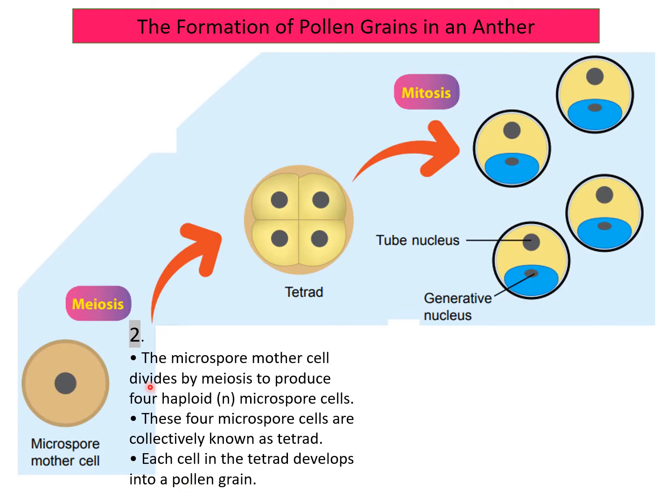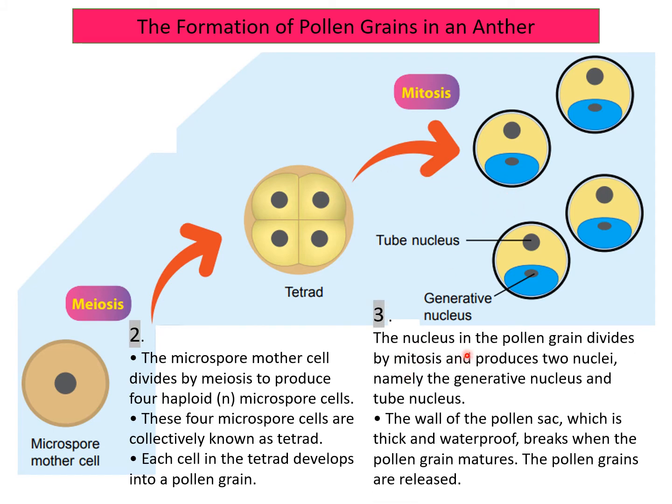Stage number 2, the microspore mother cells divide by meiosis to produce 4 haploid microspore cells. Okay, 1, 2, 3, 4. So these 4 microspore cells are collectively known as a tetrad. Each cell in the tetrad develops into a pollen grain. Okay, one of the cells then forms the pollen grain.